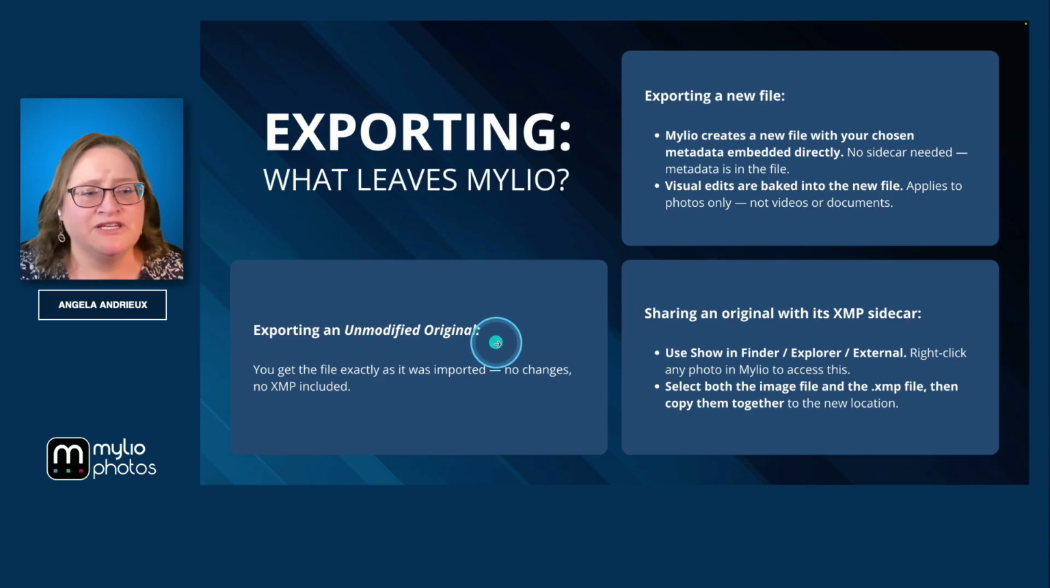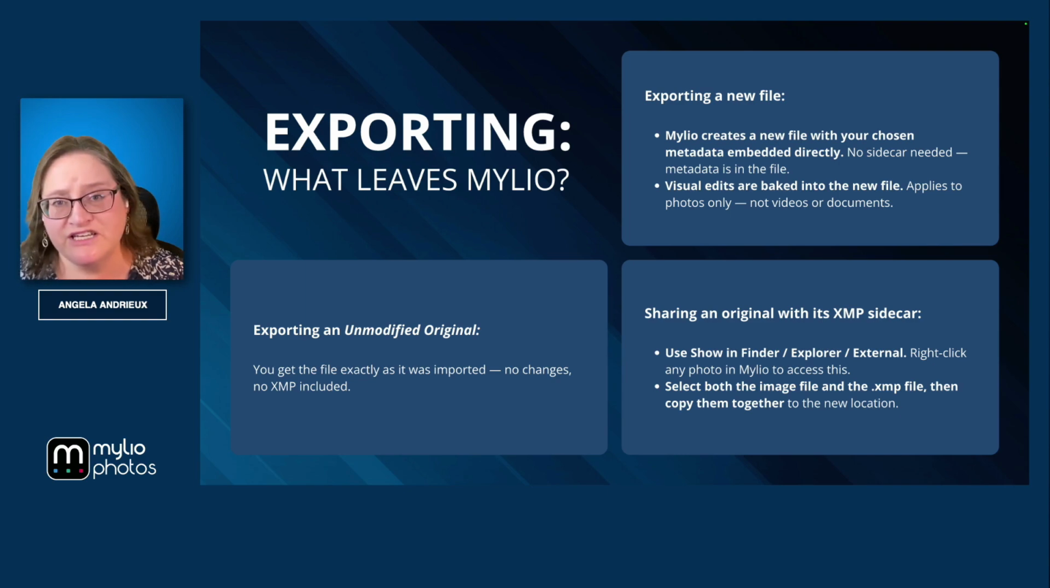You also have the option in Mylio to export an unmodified original. What this does is it takes that original unmodified file, it doesn't take the XMP, so you get the file exactly as it was imported with no changes, no XMP, and that's going to export that file and basically make a copy of that unmodified original to wherever you're exporting it to.